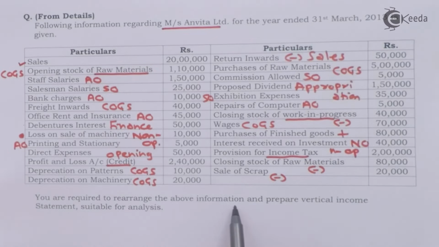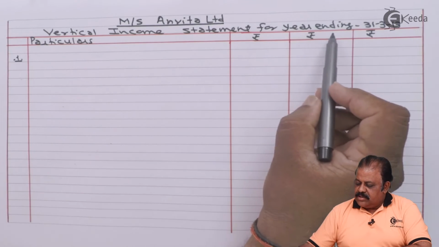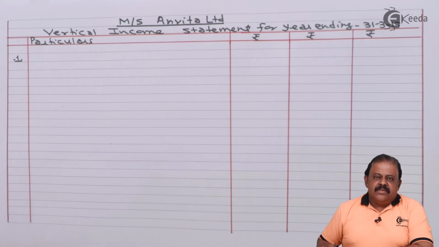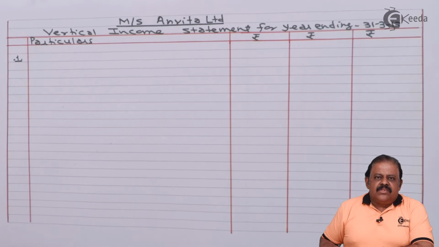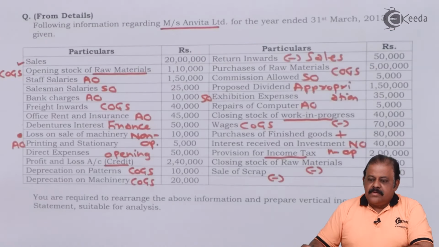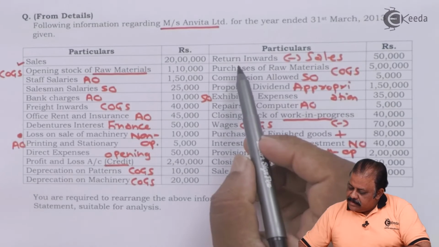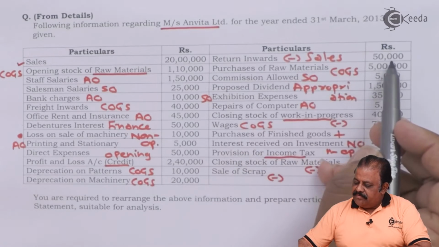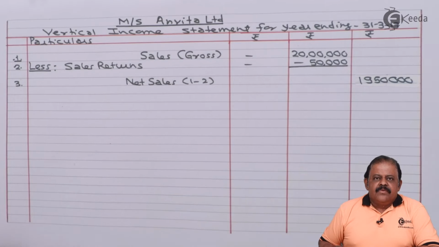You are required to rearrange the above information and prepare a vertical income statement suitable for analysis. Messrs. Anvita Limited vertical income statement for the year ended 31st March 2013. Particulars. First, we are required to start with the gross sales. Sales we have 20 lakhs. Return inwards, sales returns we have 50,000. We got net sales 19 lakh 50,000. From this we will be deducting cost of goods sold.